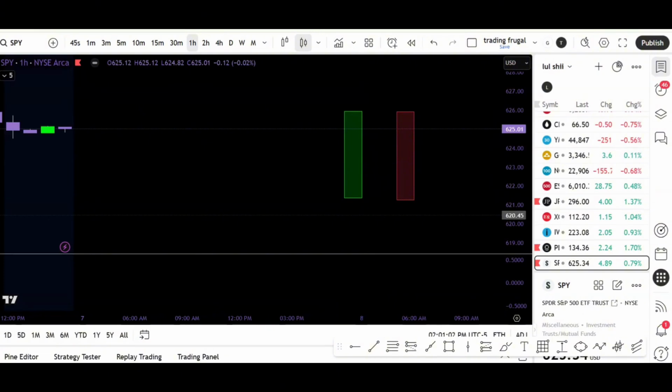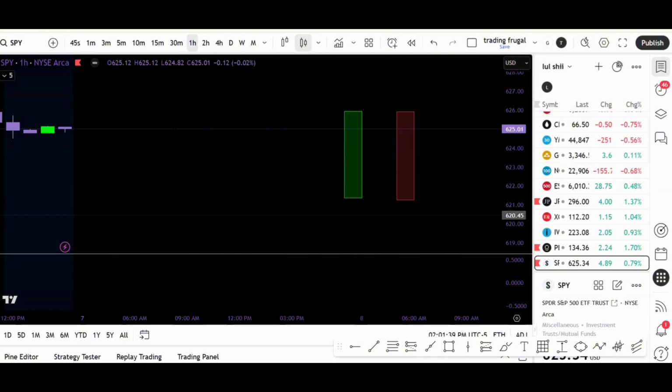Okay, so if it closed higher than it opened, then that equals green, which is bullish. If it closed lower than it opened, then that means red, which is bearish. So this green candle opened here and it closed here, so it was green. But if it would have opened here and then pushed down lower, it could have possibly been red. It would have turned red. So candles can change colors.